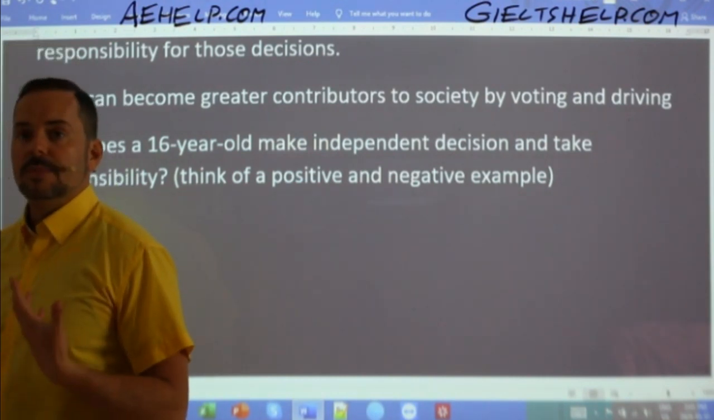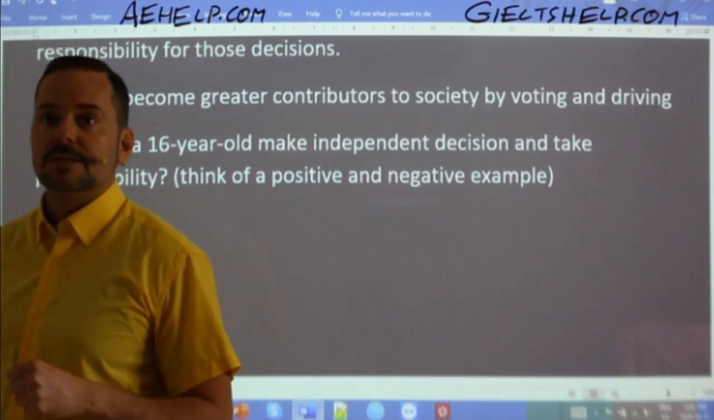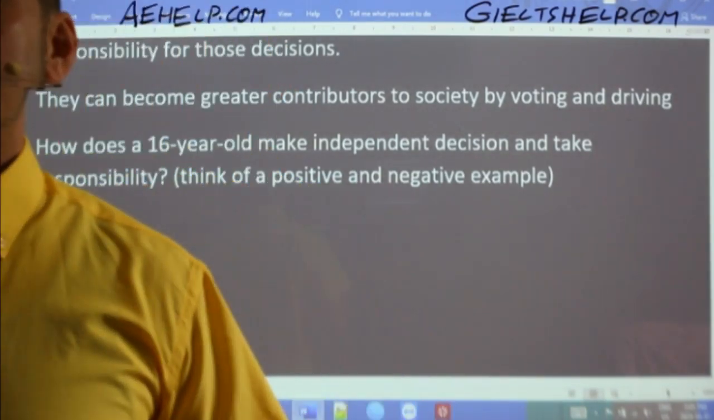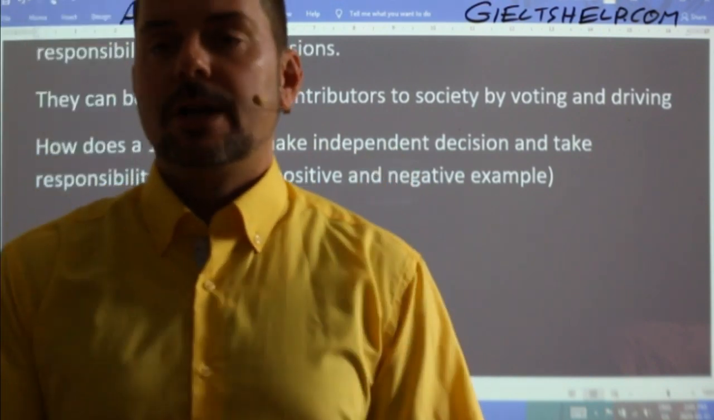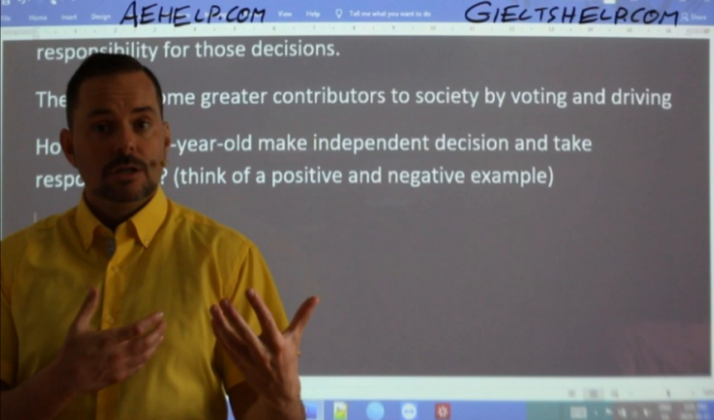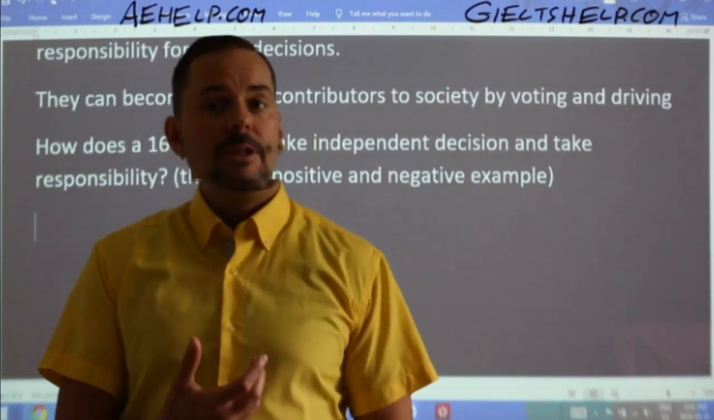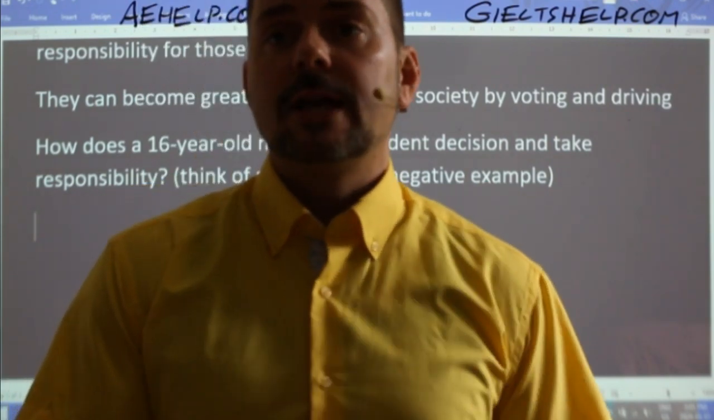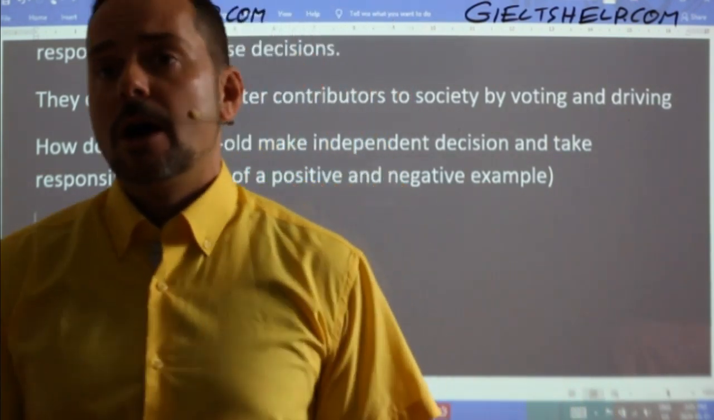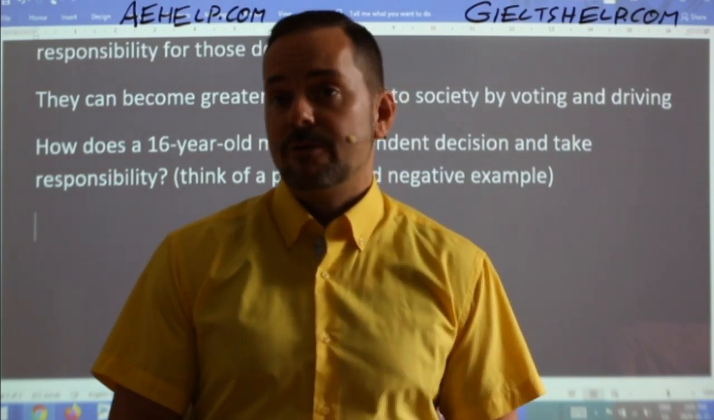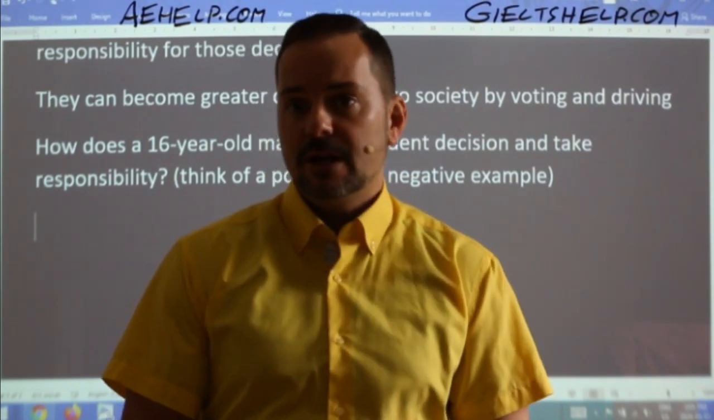So one that's kind of like, hey, that's great, that's positive, and one that's like, okay, that's negative. So think of both sides of the coin here. What would be a good example of a 16-year-old making a decision and then taking responsibility for it? Okay, Bekjan says to start working and help their parents. Now, Bekjan, a 16-year-old can do that without necessarily driving or voting. So can you be more specific?